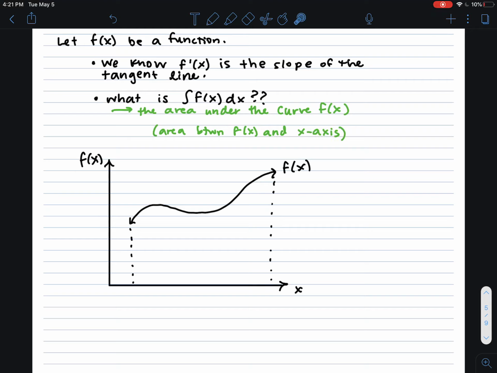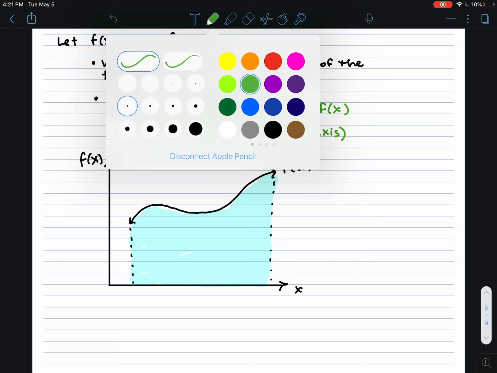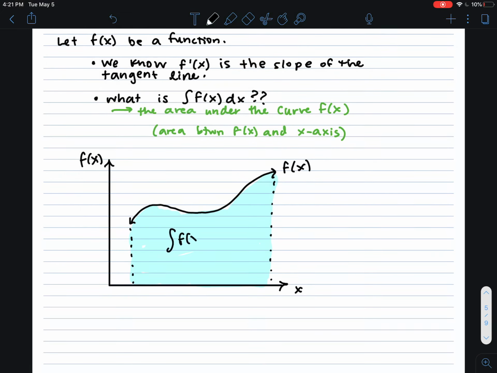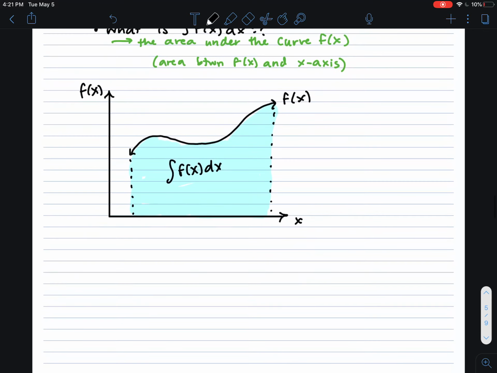So if we look at this picture I've drawn down here, if this is my curve f of x, this is my x-axis, then this area down here is what the integral of f of x with respect to x is. So you might be asking why, like how do we know that's true? We're going to do a simplified example using position and velocity.